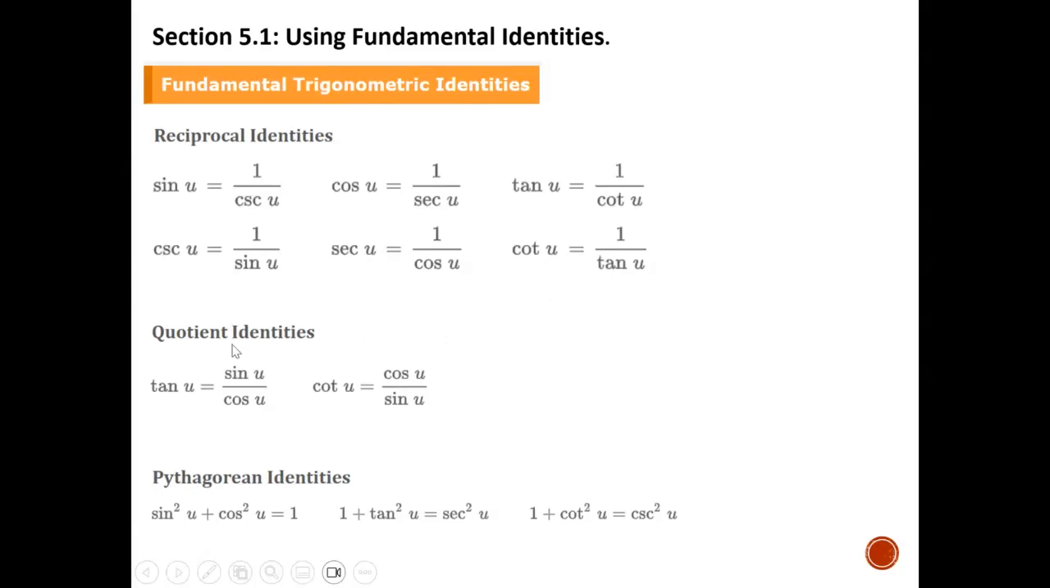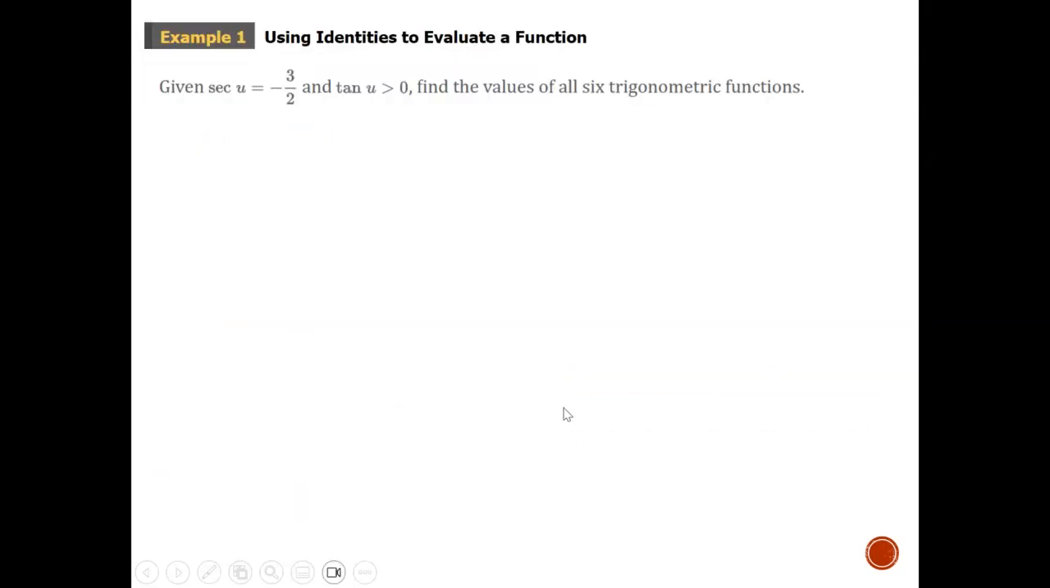Now these are called the quotient identities. Tangent u is equal to sine u over cosine u, and the cotangent u is equal to cosine u over sine u. And finally at the bottom, these are called the Pythagorean identities. Sine squared u plus cosine squared u is equal to 1. 1 plus tangent squared u is equal to secant squared u, and 1 plus cotangent squared u is equal to cosecant squared u. Throughout the PowerPoint, I'll be referring to these. Again, we need to know these.